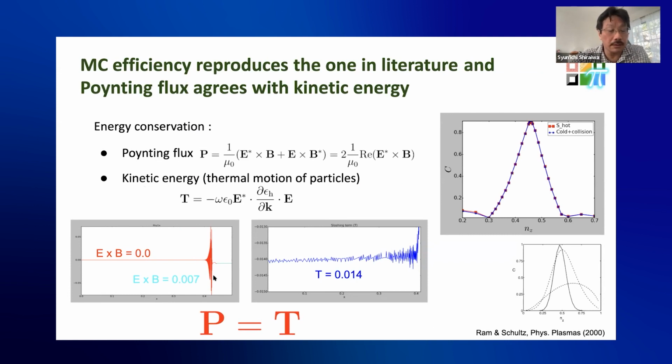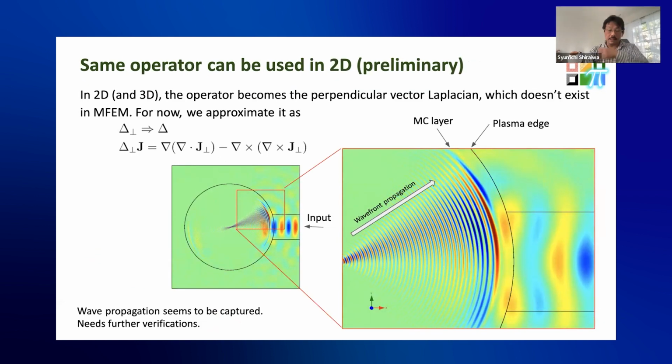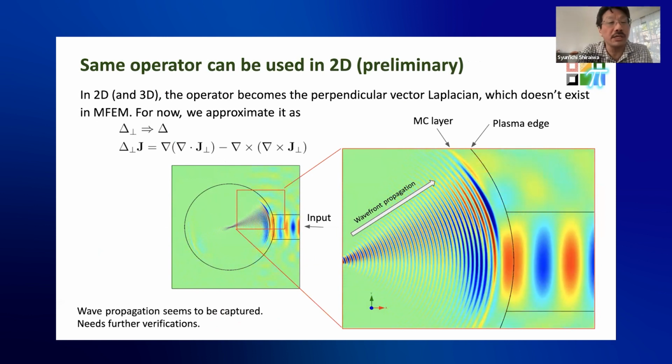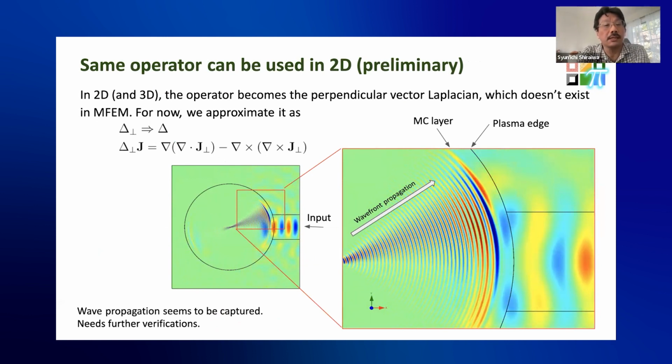It turns out that you can see that the Poynting flux at the beginning of the simulation domain, coming from the right of the simulation domain, is completely converted to the kinetic energy, which is shown on the left. So in fact, as we anticipated, this model can conserve the wave energy, which is good. Now, we further extended this to 2D simulations. We are still testing this.